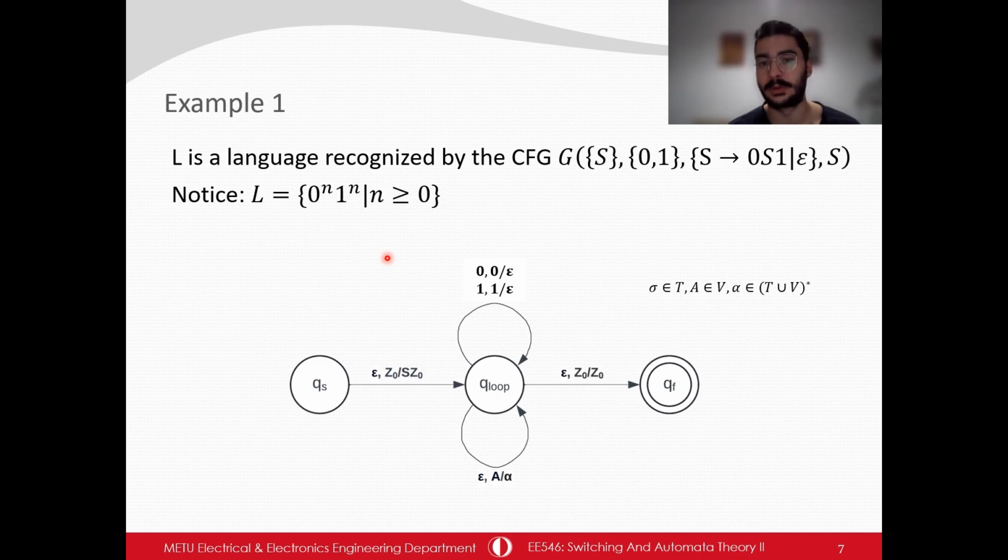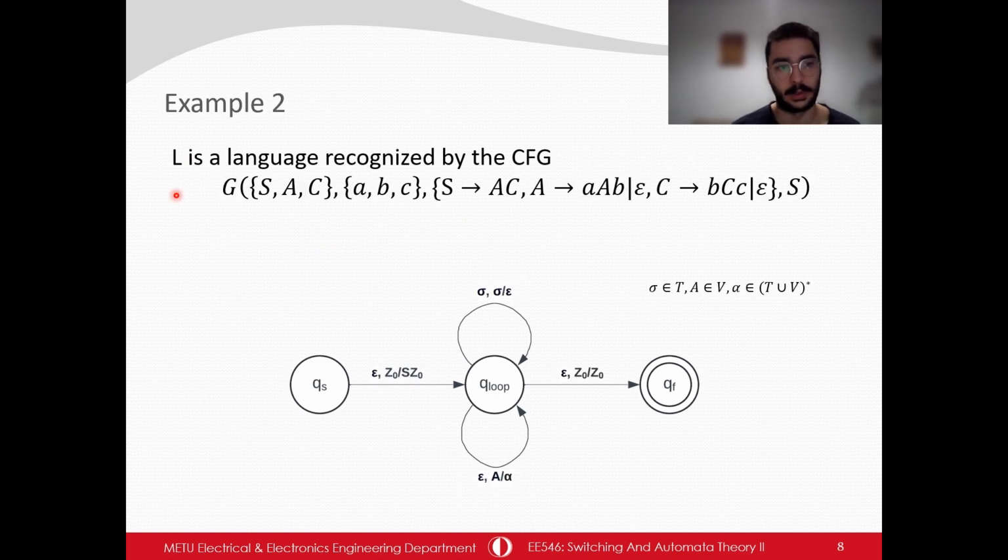And how many production rules do we have? Well, we have 2. S goes to 0S1, S goes to the empty string. Then what should we do? We should have 2 transitions corresponding to each production rule. And this PDA recognizes the same language.